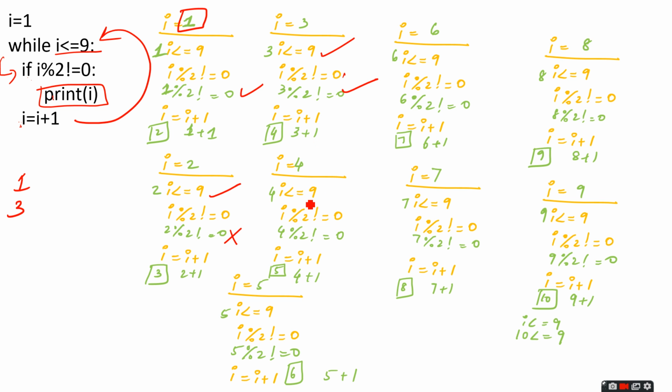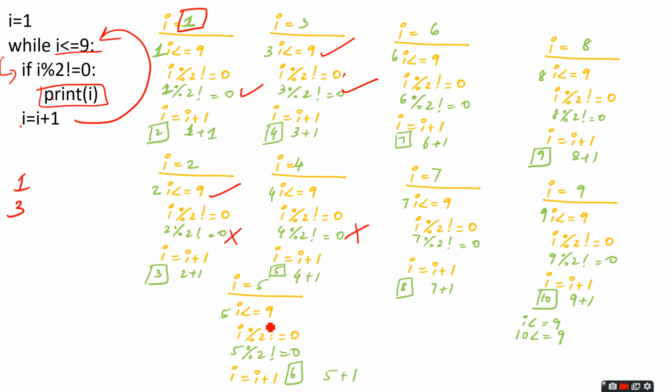Next we check 4 less than or equal to 9, the condition is true, so we come inside the loop. 4 mod 2 not equal to 0, the condition is false. When 4 is divided by 2, the remainder is 0. So we will not print I. Then we update the value of I: 4 plus 1 is 5. The next value of I is 5. We go back to the loop.